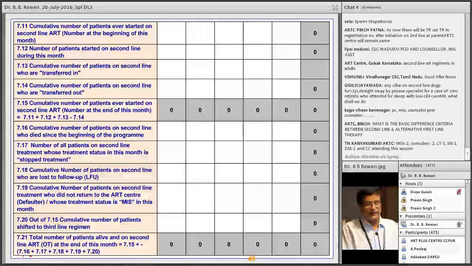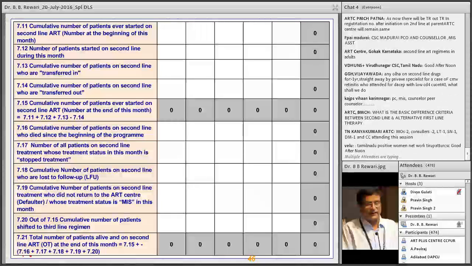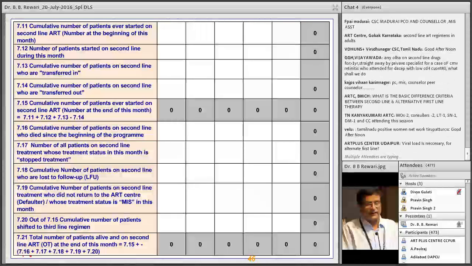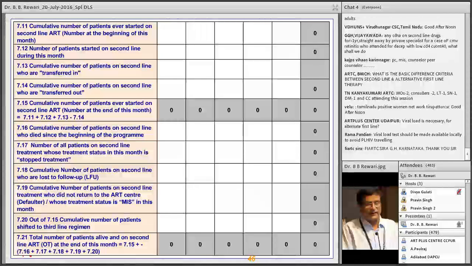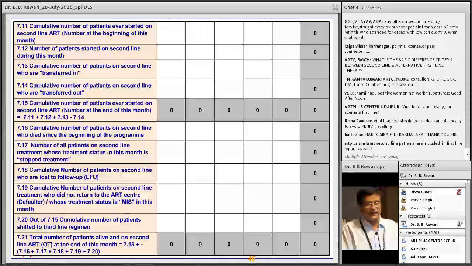What is the basic difference between the criteria for second line and alternative first line? You have to understand the difference between a switch and a substitution. Substituting one particular drug for toxicity, we call it alternative first line. Second line is when you are changing the whole regimen of the patient because of treatment failure; that is called a switch. Second line is the regimen which the patient is using after he has failed on the initial regimen. Some patients might have started on a second line regimen to begin with, but mostly patients will start on a first line regimen, fail, and then go to second line. So second line is the subsequent regimen after the patient has failed on his first regimen, whatever that regimen is.